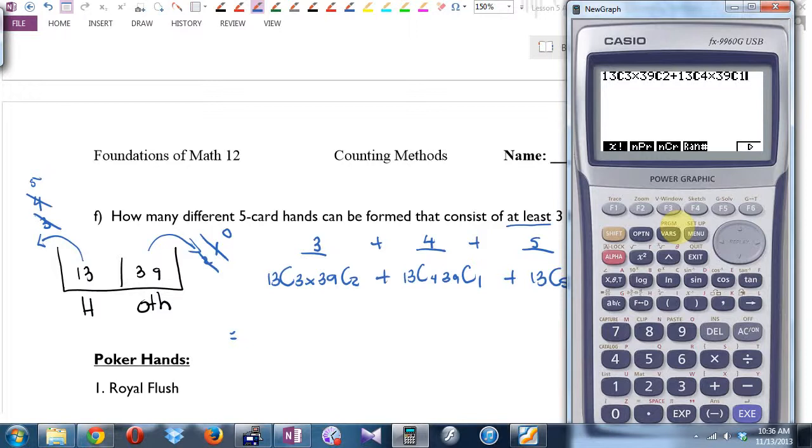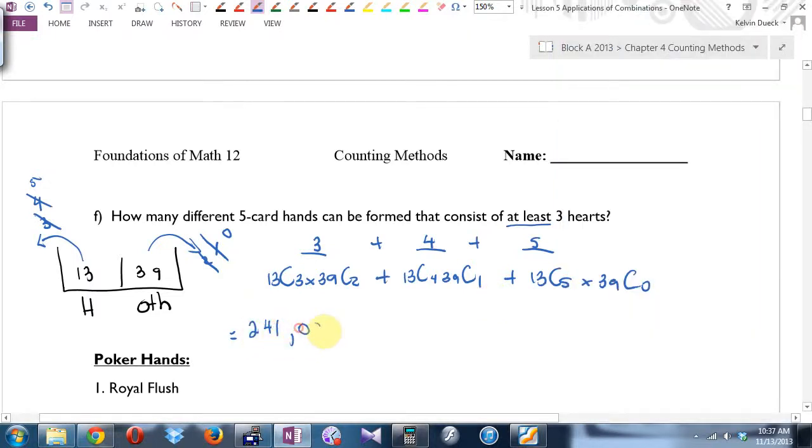I'll try typing this in one fell swoop. Usually I don't do that. I typed it in one fell swoop, and I'm a little worried because I might have made a typo. Is that what you got? Yep. It's really easier to go one term at a time, I find. 241,098.